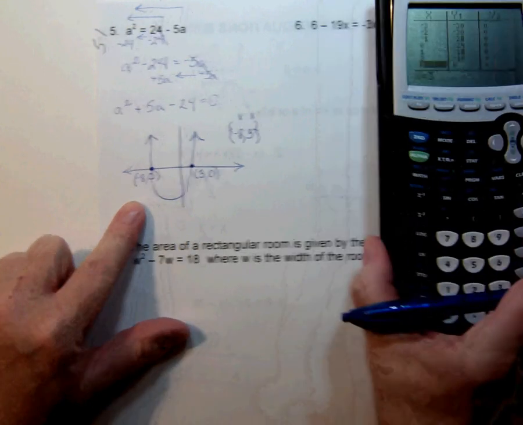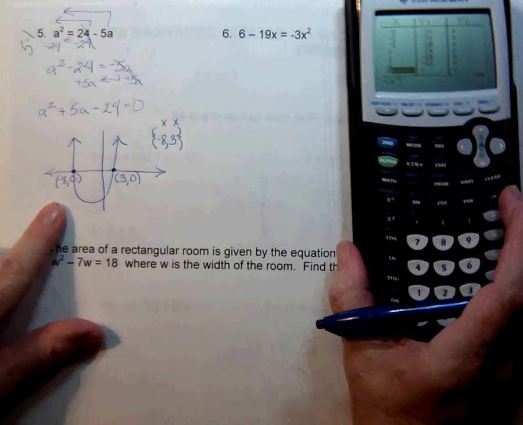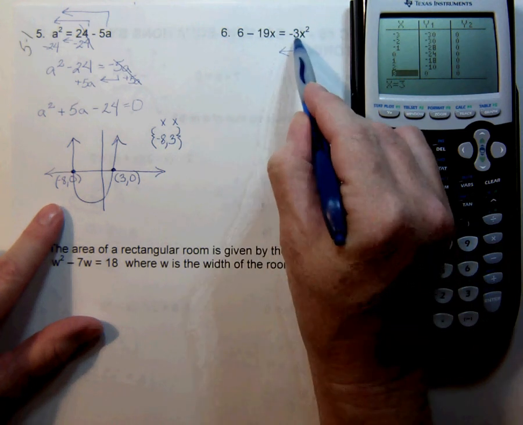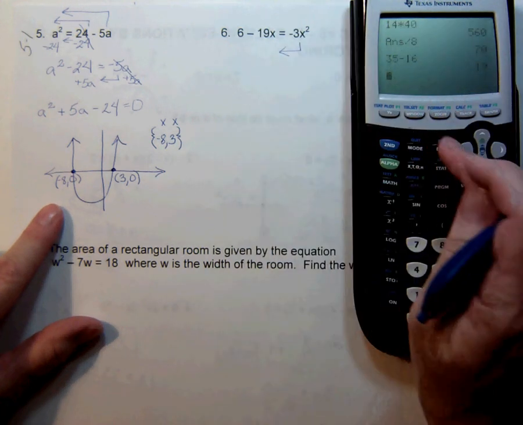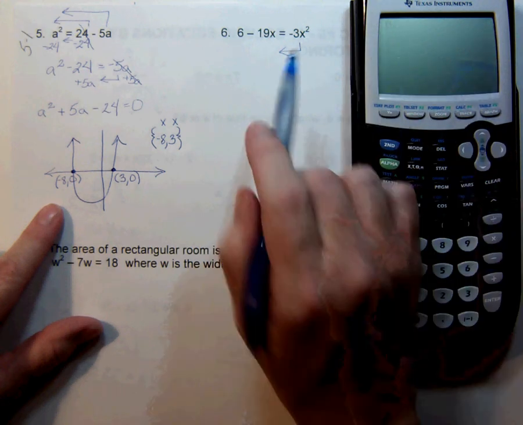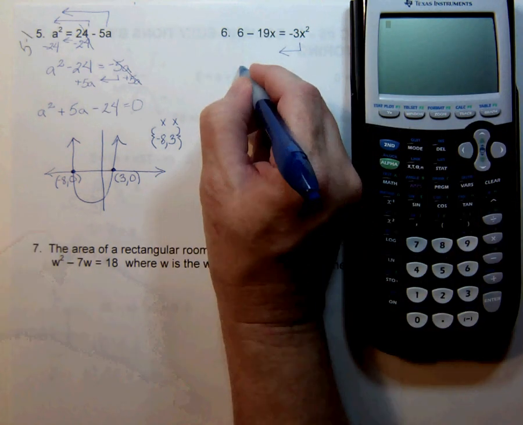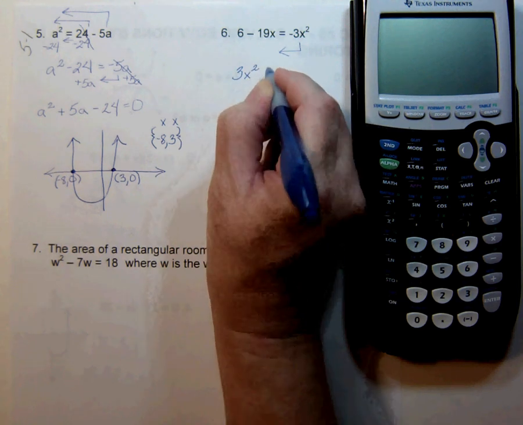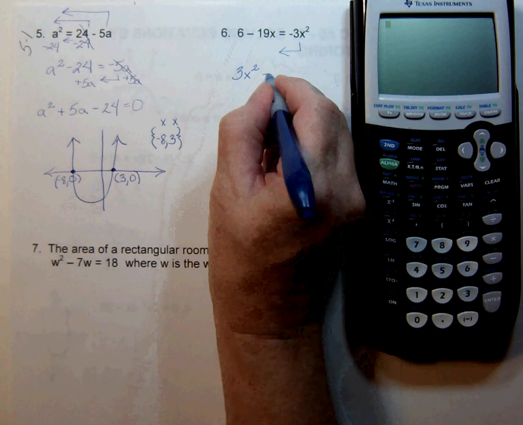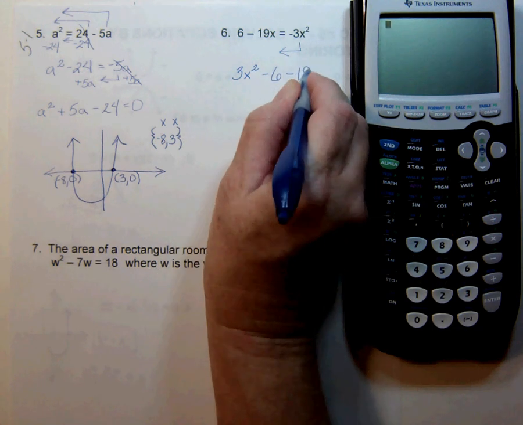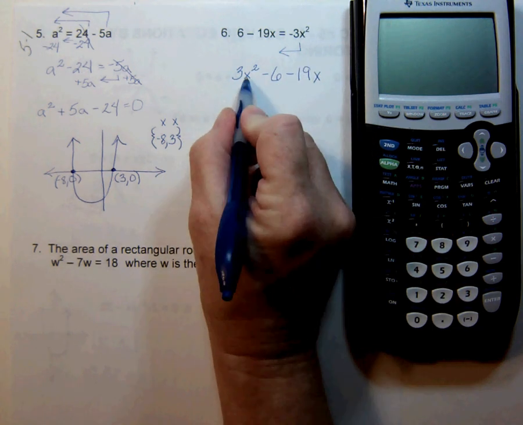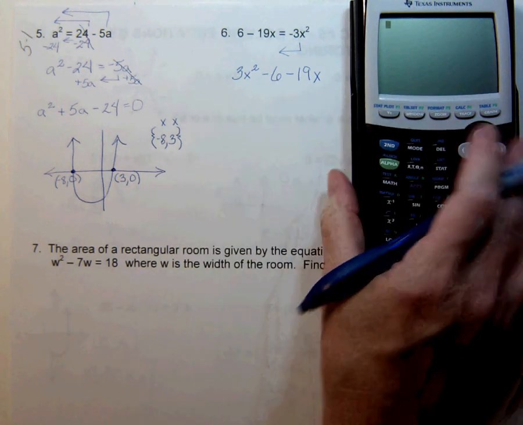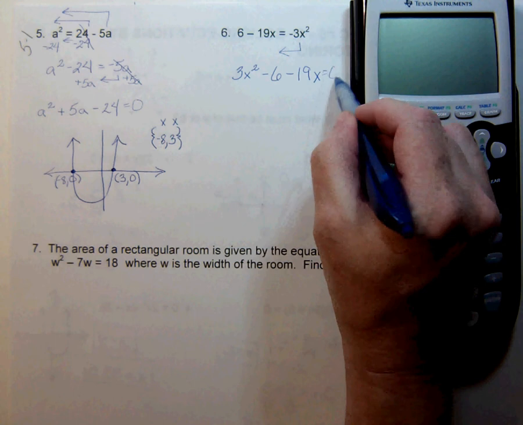Okay, this one needs to be also set equal to 0. So by moving this 3, remember I said we want to try to make these positive when we can. So if we can make that positive, let's do so. If you add 3 to both sides, you now will have 3x squared, minus 6, minus 19x. I just usually like to put my powers of the variables in descending order. But now we have this set equal to 0.